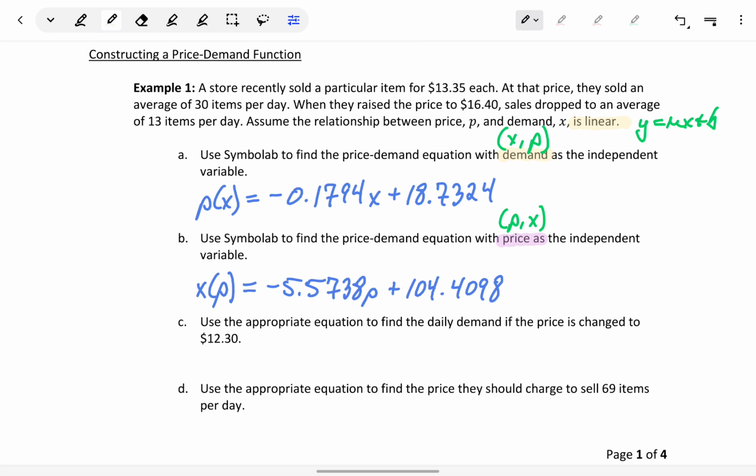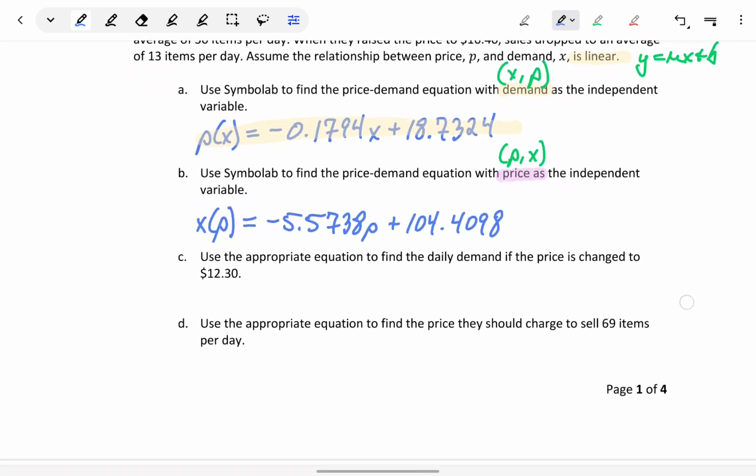Generally, for applied problems that we work, we'll want the equation that we came up with in part A, because we use that to generate our revenue function. But as we'll see in part C and D, both versions of this equation, using the same information, both versions of that price demand equation can have uses.